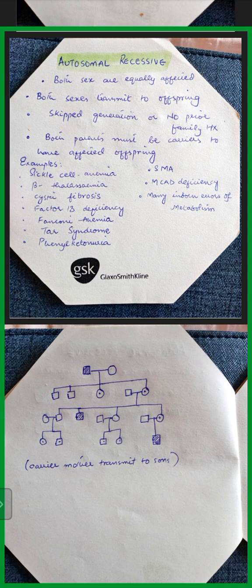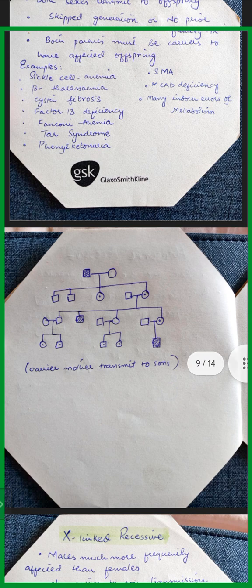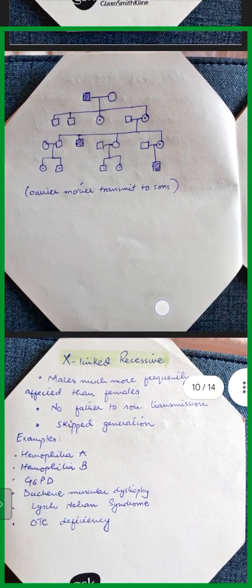I cannot see male to male transmission, so it becomes X linked. Females are carriers and males are affected in this. Yes, females are carriers and males are affected. So it becomes X linked recessive. We will practice it again and again. You will learn, inshallah, okay? It is X linked recessive.